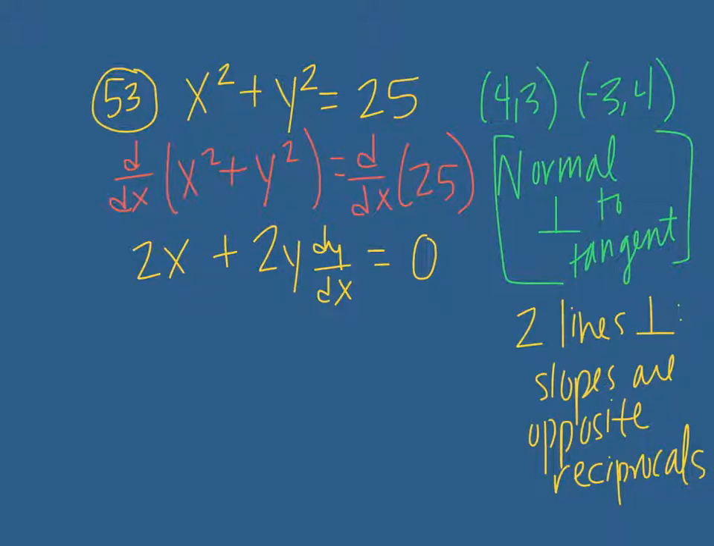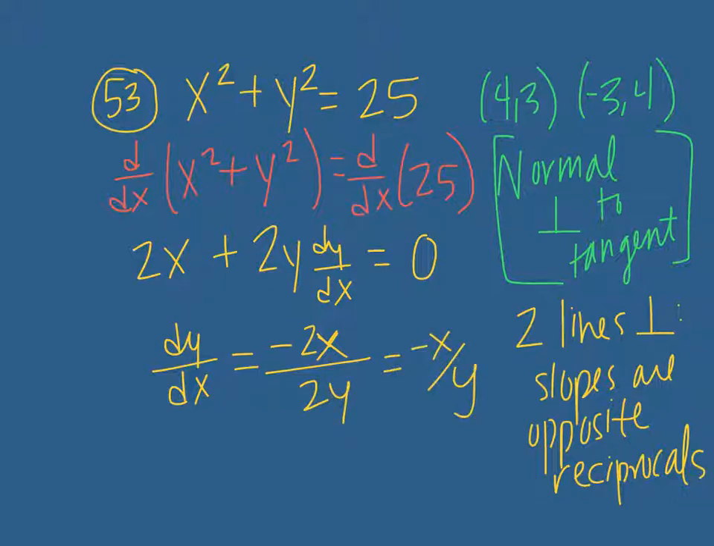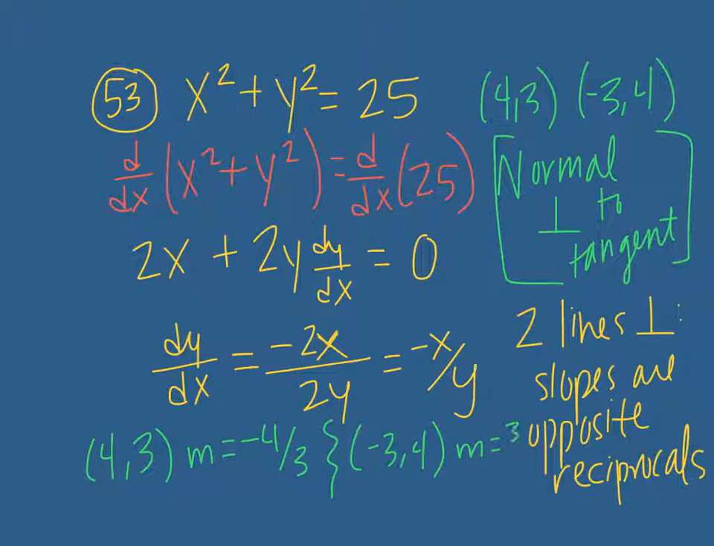If I solve this for dy/dx, I'm going to subtract that 2x, and then I'm going to divide by 2y. And I'm going to have this, and that is negative x over y. Okay, so that's the slope of the tangent line. So when the point is (4, 3), the slope is negative 4 over 3. And then when the point is (negative 3, 4), the slope is positive 3/4. So again, this is just the tangent line. I haven't done anything like perpendicular yet.